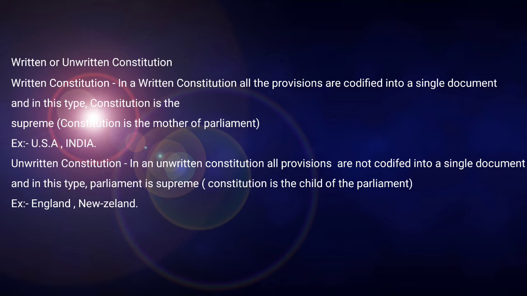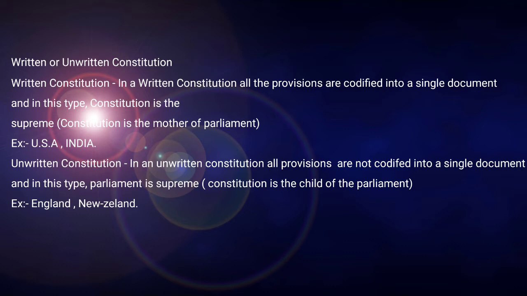That is the difference between a written constitution and an unwritten constitution. In a written constitution, we can get all provisions in a single document. But in an unwritten constitution, we cannot get all provisions in a single document. We have to look for various documents, that means various enactments.